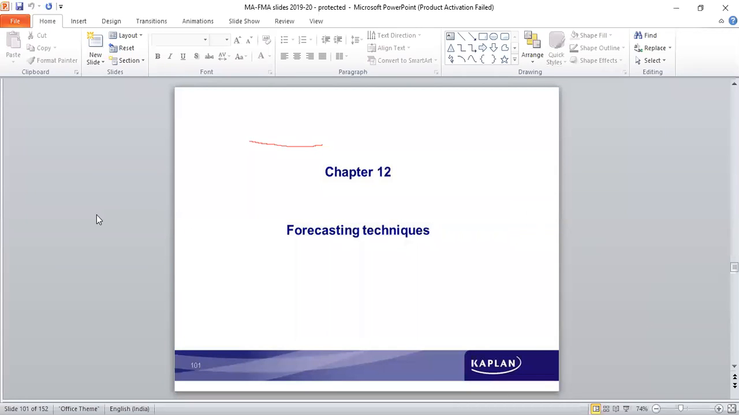Now we come to the next chapter, forecasting techniques. Forecasting techniques is a numerical chapter. It's a little better, I guess. Instead of listening to long theoretical topics, a numerical chapter seems to be much better.